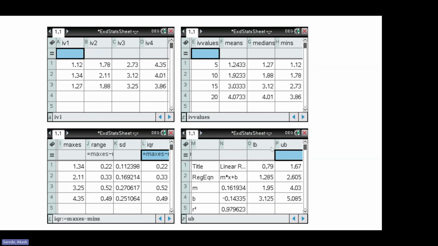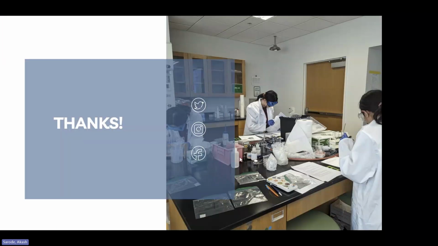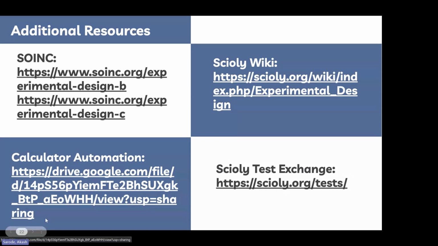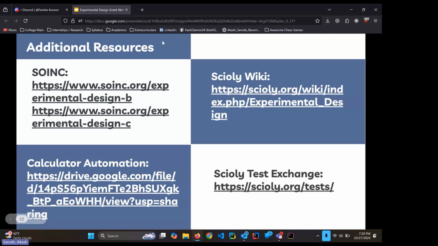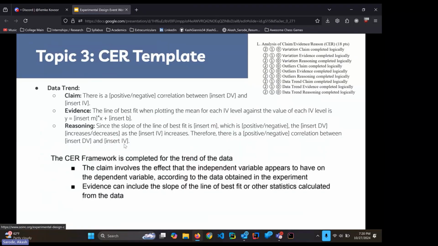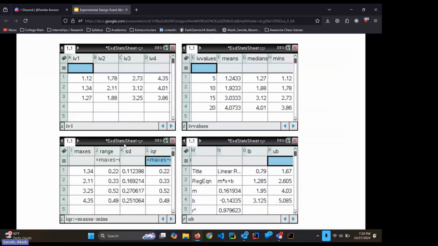And this is something I think at the end of the presentation, I have a link to this automation tool that you can use. You can download it from Google Drive and you can upload it to your calculator if you have a TI Inspire. So if you don't have a TI Inspire, it won't work. But you can replicate something similar to this in your own calculator. It's pretty easy.